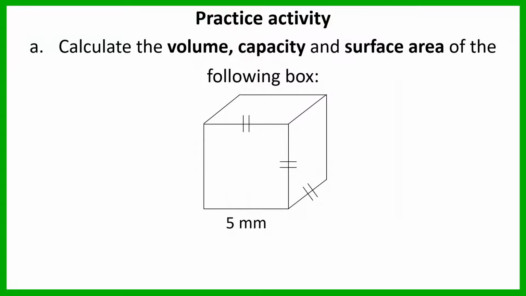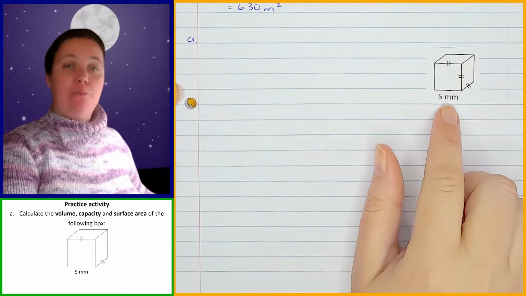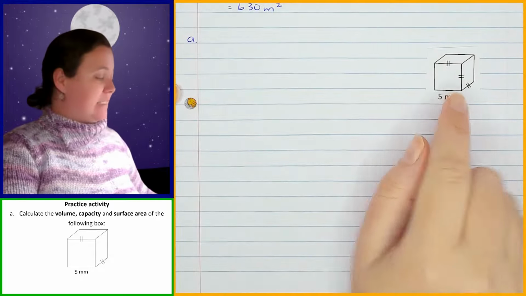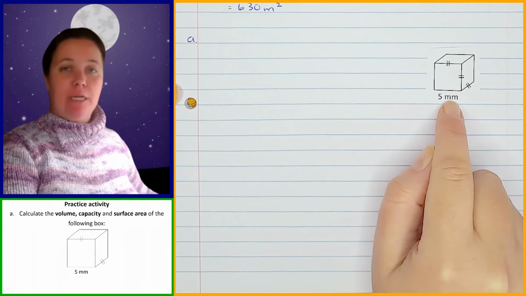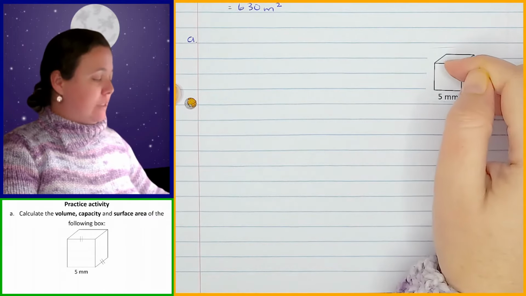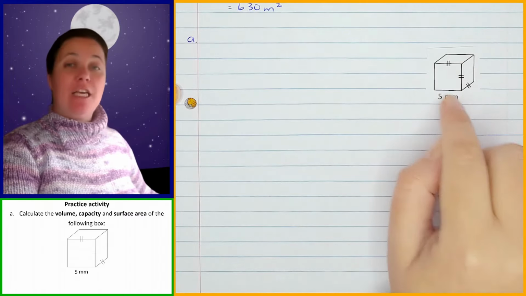Okay, so let's go through that and see what you should have got. Right, so here I've got the prism that we were given. In this case, they've told me that this side over here is 5 millimeters. They haven't given me any other dimensions, but that's fine because they told me that all 3 of these over here are equal to each other, which means that this is a cube.